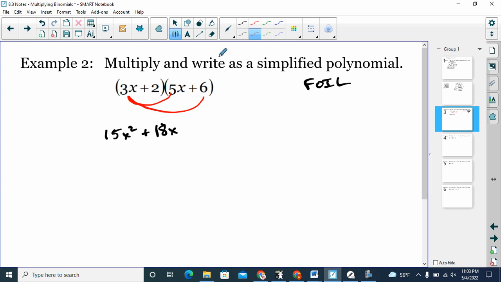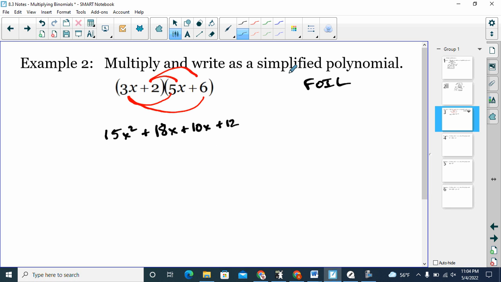I is for inside. We need to multiply the inside terms together. 2 times 5x, that gives me 10x. And L is for last. We need to multiply the last terms together. 2 times 6 is 12.